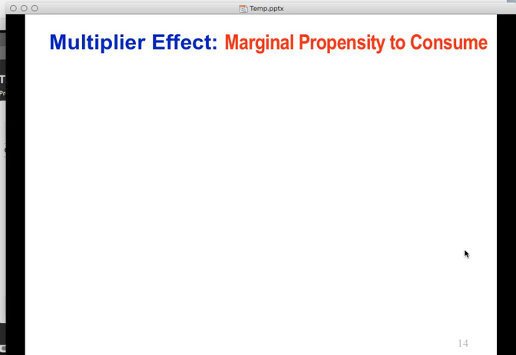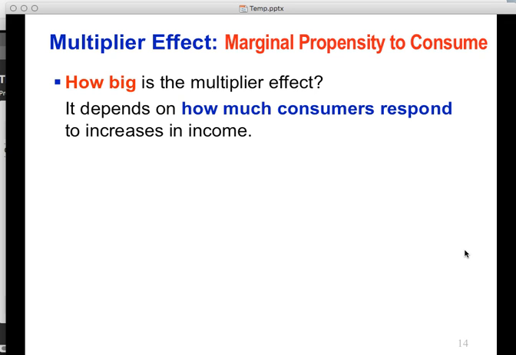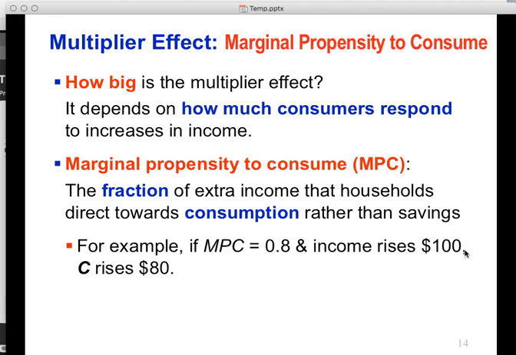How big is that? Well, it depends on the marginal propensity to consume. How big is the multiplier effect? It depends on how much consumers respond to increases in income. The marginal propensity to consume is the fraction of extra income that households direct towards consumption rather than savings. So, for example, if the marginal propensity to consume is 0.8 and income rises by 100, consumption rises by 80. And so the idea is the initial impact of the government expenditure is exactly equal to the amount of the government expenditure. But then that money gets spent again.